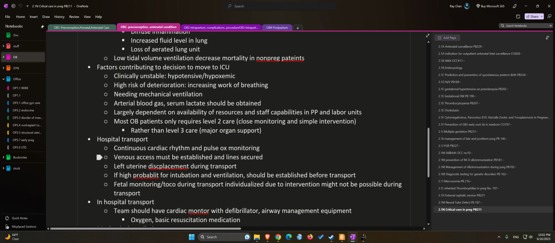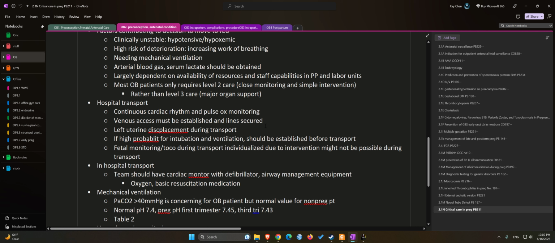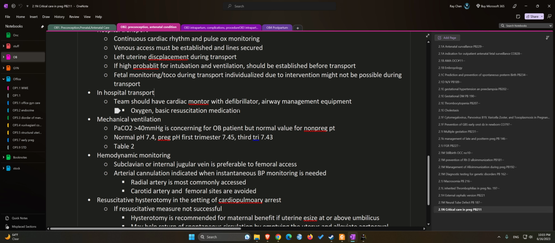Fetal monitoring or TOCO monitor during transport is individualized, because intervention might not be possible during the transport. In-house transports, the team must have cardiac monitor with defibrillator, airway management equipment, oxygen, basic resuscitation medication, mechanical ventilation.